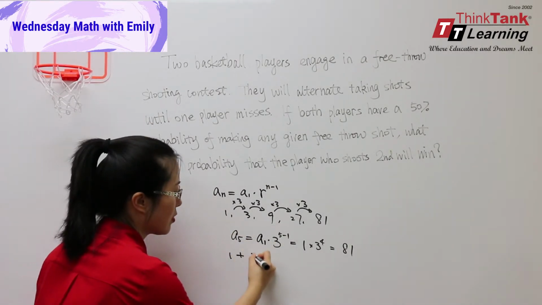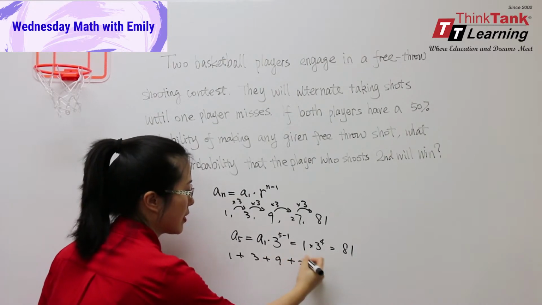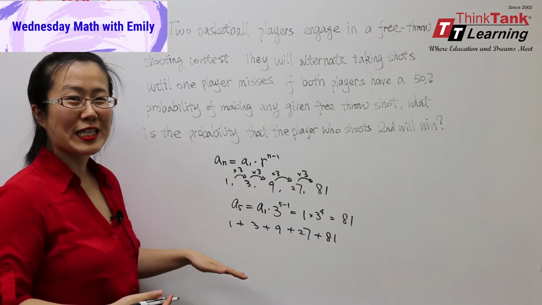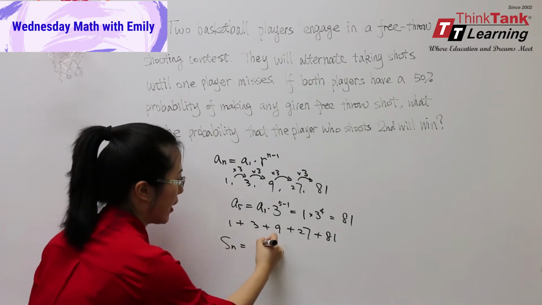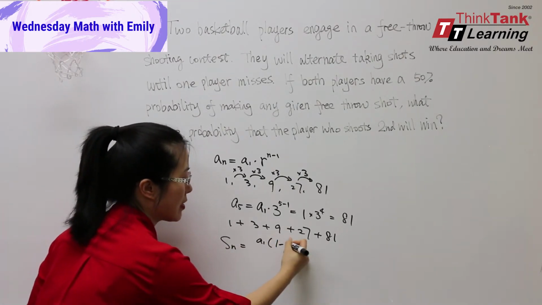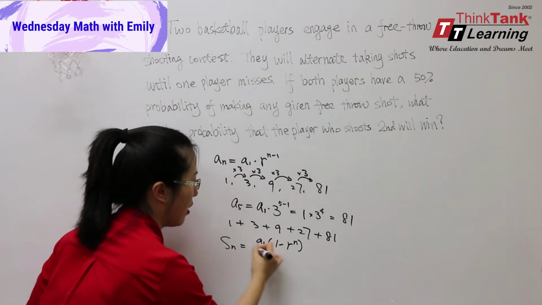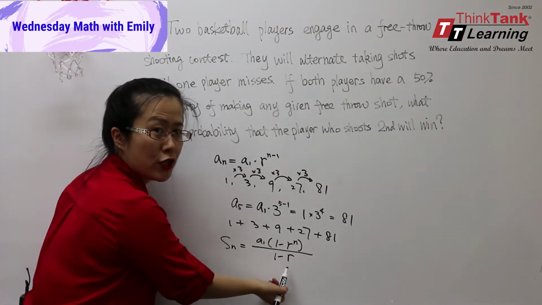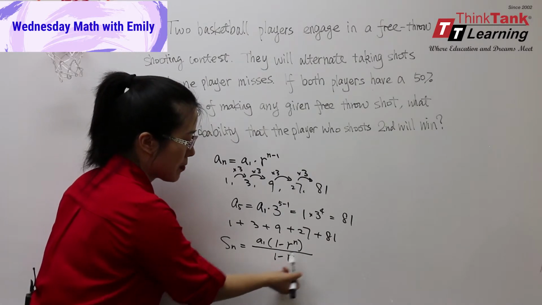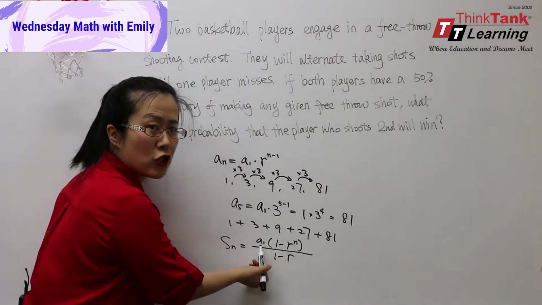And how do we find the sum of a geometric sequence, like 1 plus 3 plus 9 plus 27 plus 81? The sum of a geometric sequence will be Sn equals a1 times 1 minus r to the power of n, over 1 minus r. Here r is the common ratio, n is the number of terms, and a1 is the first term.